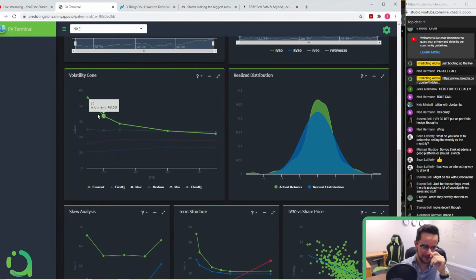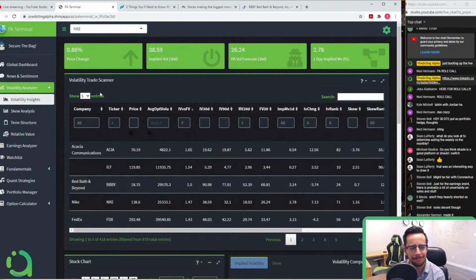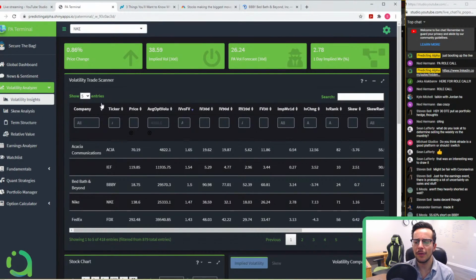Right? We can see near dated vol, super pricey, but I'd probably be trading something a little bit further out if I were to take a trade on Nike. By the way, guys, when we're doing this analysis, we're really taking a look at the data here, right?